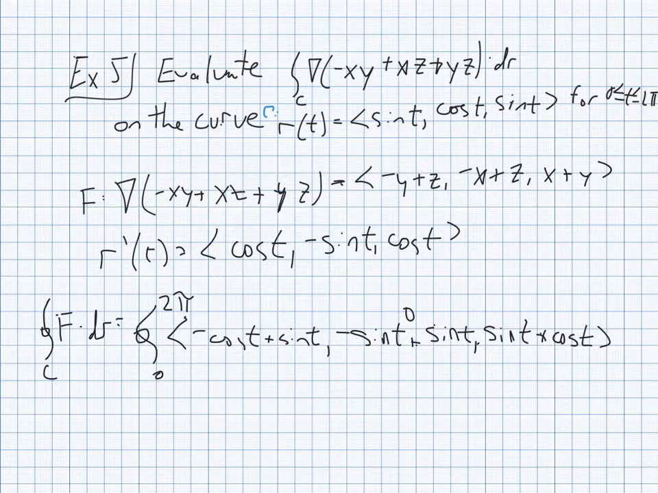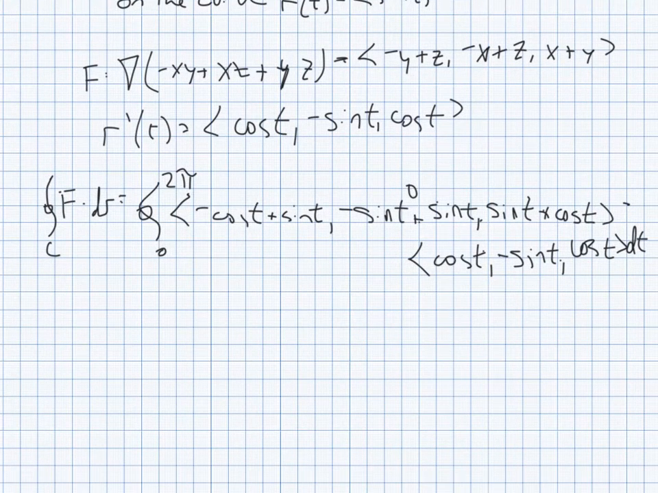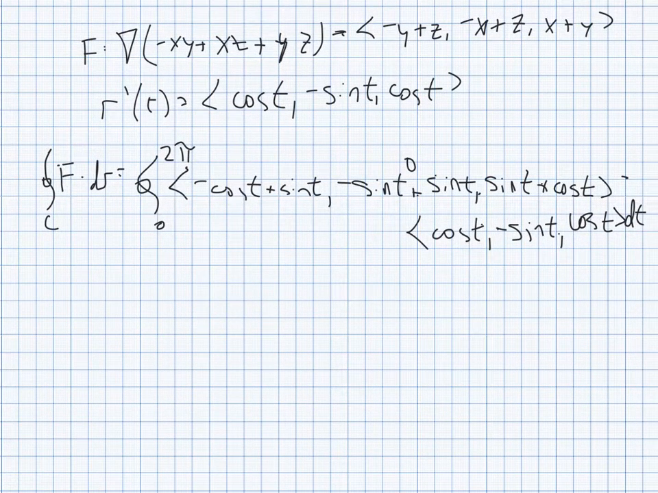That's a little ugly. And then dot, the dot product of that and your r prime, which is cosine t, negative sine t, cosine t. And all that gets integrated in terms of t. Now, I'll leave it up to you to go through that dot product, save a little bit of time. The middle term would be 0, so you wouldn't even have to write that part down, but there would just be some distributing and some simplifying there.